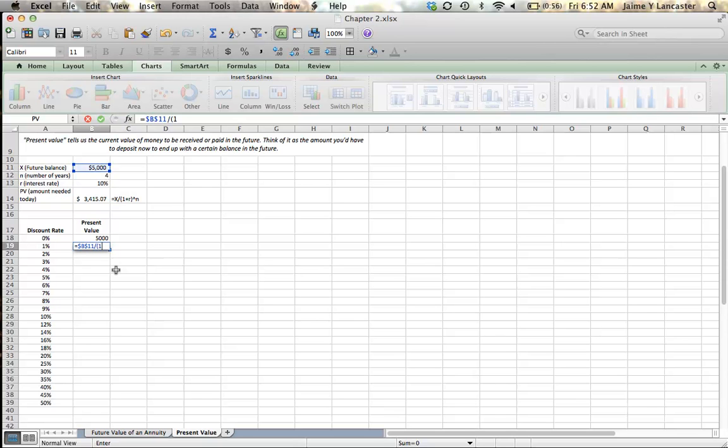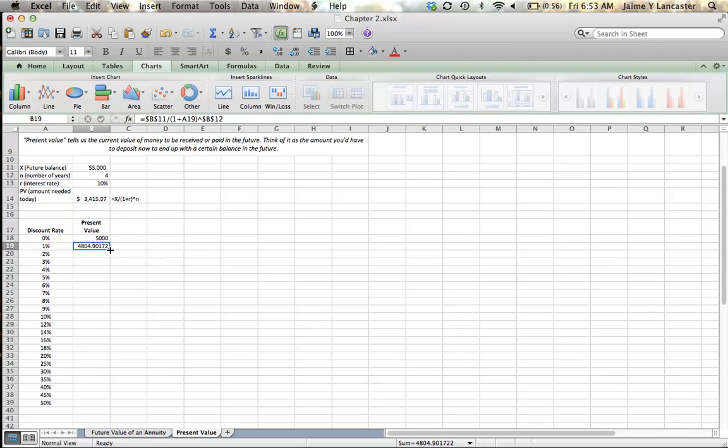Then I'm going to divide it by 1 plus my interest rate. No absolute reference, because I want to see through each row in this column, I want to have it reference each of these individual different interest rates. And I'm going to raise it to the power of n of my number of years. And my number of years is a constant, so I can give that an absolute reference. So if we're going to earn 1% interest, we're going to need to invest $4,804.90. That will get us $5,000 at the end of 5 years.